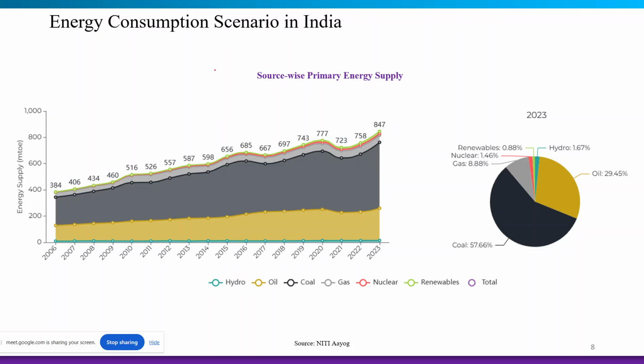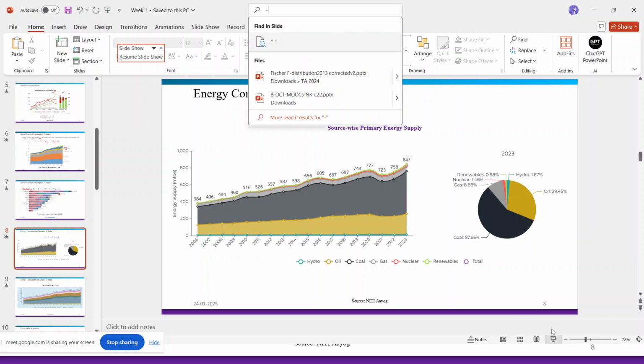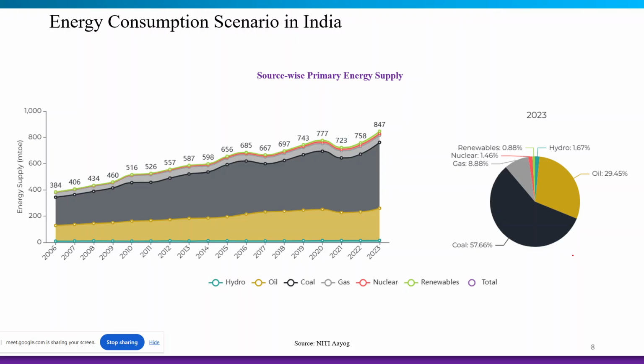So this is the energy consumption scenario coming to our country, India. This source is the primary energy supply. As per 2023, here itself we can see that we cannot replace the fossil fuel, right? As of now, there is a lot of contribution from oil and coal for energy consumption, also the natural gas, and the renewables contribute very little. As per the data, renewables account for only 0.88 percent, while mostly oil and coal contribute to the primary energy supply, also natural gas.